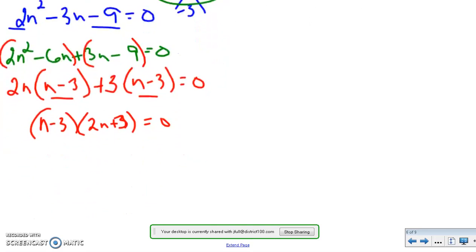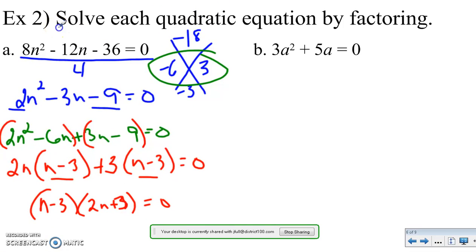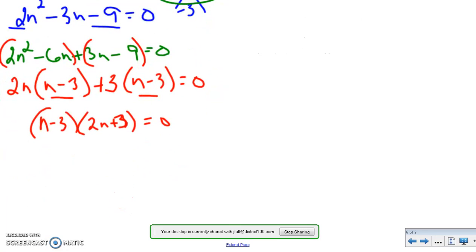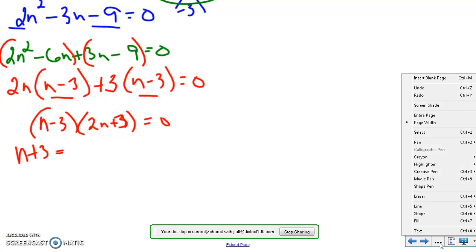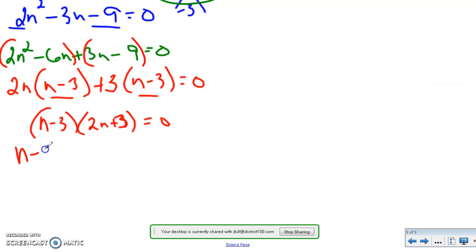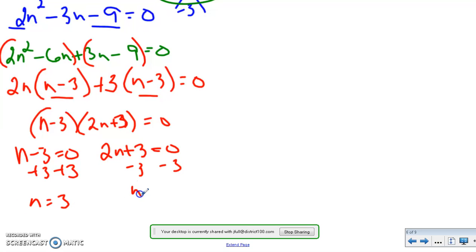And then remember, the directions say solve, so we can't stop there. We have to keep going. So n minus 3 equals 0 and 2n plus 3 equals 0. If I add 3 to both sides, I get n equals 3. If I subtract 3 from both sides, I get 2n equals negative 3. Divide by 2, and I get two answers. I get n equals 3 and negative 3/2.